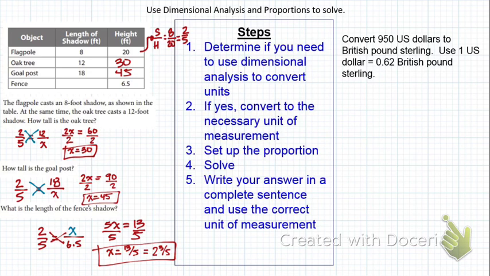I think we're getting the idea here. So I would like students to look at this one as a group. You're going to be solving this. Convert 950 US dollars to British pounds sterling. Use $1 US equal to 0.62 British pounds sterling. Let's pause the video here. Let's have students do this for about a couple minutes and I'll come back.